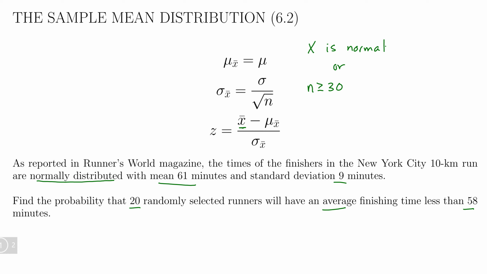In this case, we want to know the probability that if we selected 20 runners at random and averaged their finishing time, that mean would be less than 58 minutes. So we're looking for a probability in the x bar distribution, or the sample mean distribution. We know that this sample mean distribution is normally distributed here because even though the sample size n equals 20 is less than 30, the original distribution is normally distributed.